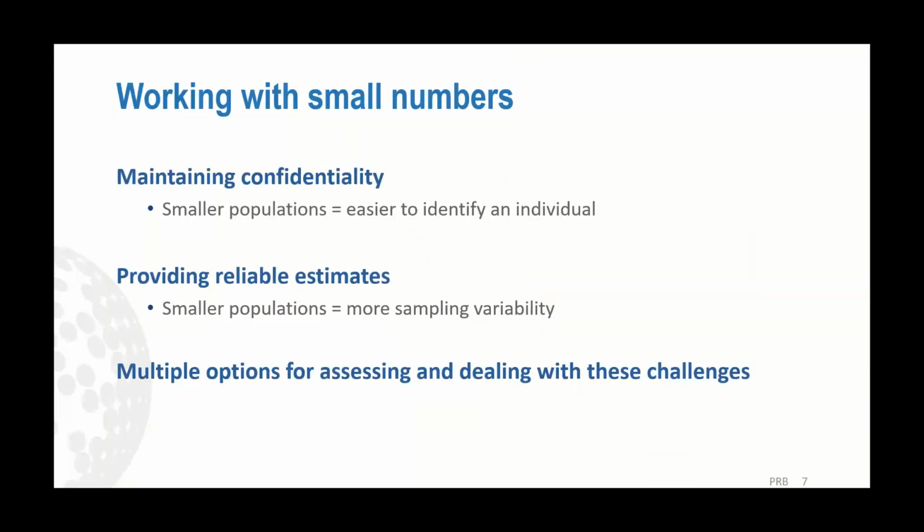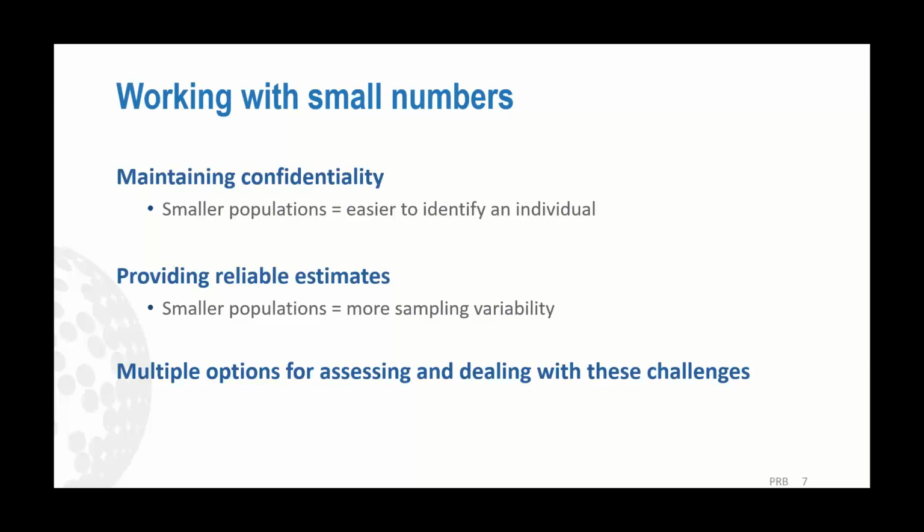Turning now to working with small numbers. One of the biggest challenges when disaggregating data by race and ethnicity is working with small numbers. As you break data into smaller subgroups or smaller geographies, the population in question becomes smaller. This makes it difficult to keep information confidential and to develop reliable estimates. The Census Bureau is committed to keeping respondent information confidential, and this limits what data the Census Bureau can release.